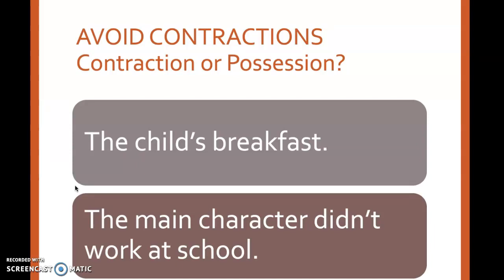Contractions are also to be avoided in formal language. We want to make sure that we are spelling out all words. This again adds to a tone of formality. When we have that tone of formality, it might sound awkward at first. The main character did not work at school. Sounds a little bit more tense, right? However, it is more formal, and that's what we're aiming for. Just make sure that you're not just taking out random apostrophes. Sometimes we need these apostrophes to show possession.